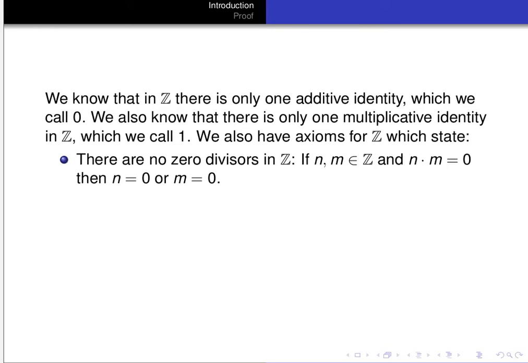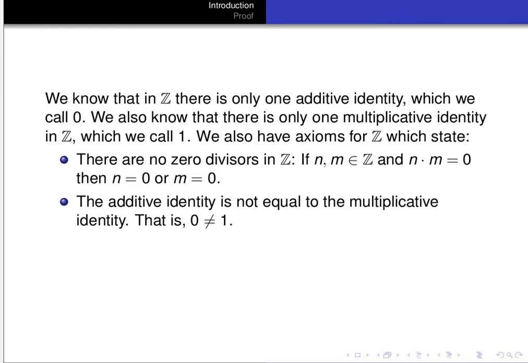They state, first, there are no zero divisors in the integers. If n and m are integers and n times m is equal to 0, then n is equal to 0 or m is equal to 0, or possibly both. We had another axiom which stated that the additive identity is not equal to the multiplicative identity. That is, 0 is not equal to 1.